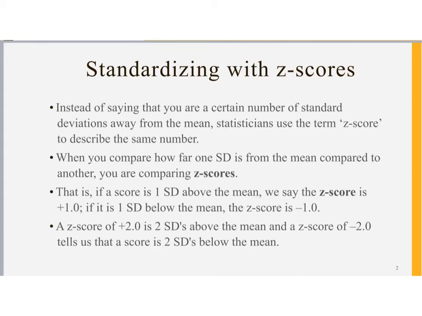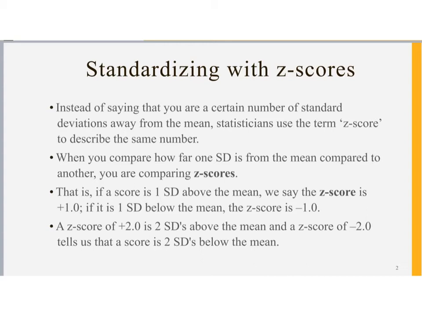When we say a z-score was -1, we're saying a raw score was 1 standard deviation below the mean. When you compare how far one standard deviation is from the mean compared to another, you are comparing z-scores. If we had a z-score of +2, it would mean our raw score was 2 standard deviations above the mean. Similarly, a z-score of -2 would mean that the raw score was 2 standard deviations below the mean.